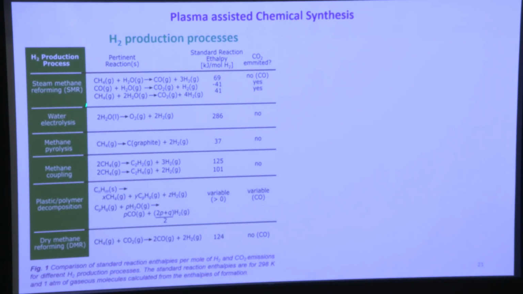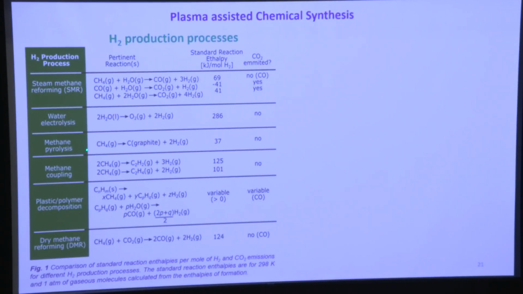Then you can see there's water electrolysis. Today that is green hydrogen, and yesterday we talked about it at the dinner table. But the energy cost is 286 kilojoules per mole of hydrogen. That is about 4 times the energy cost of the steam reforming process.